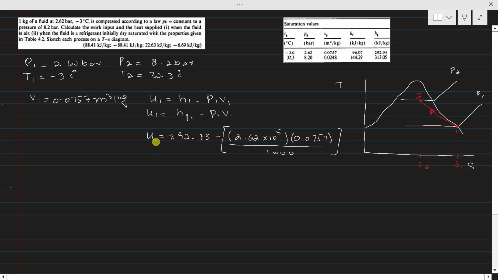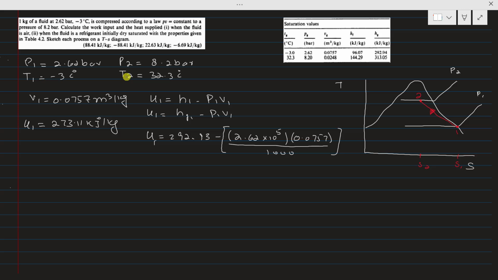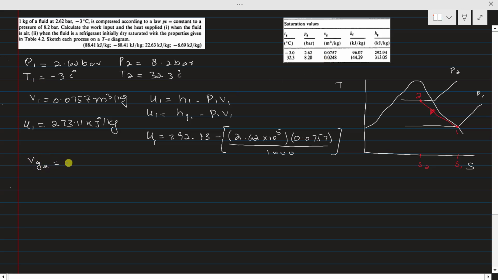So after simplifications, we will find the internal energy, that is U1 is equal to 273.11 kilojoule per kg. Now come to the state point 2, pressure P2 and temperature T2. You can see that the specific volume Vg2, that is 0.0248 meter cube per kg.